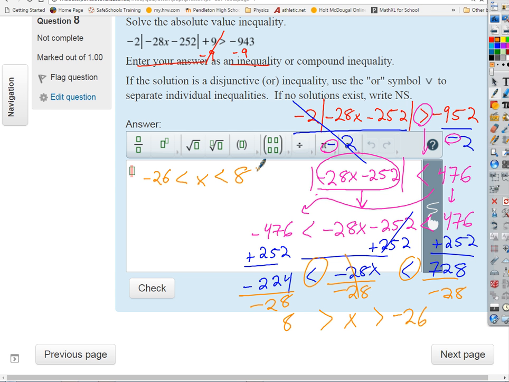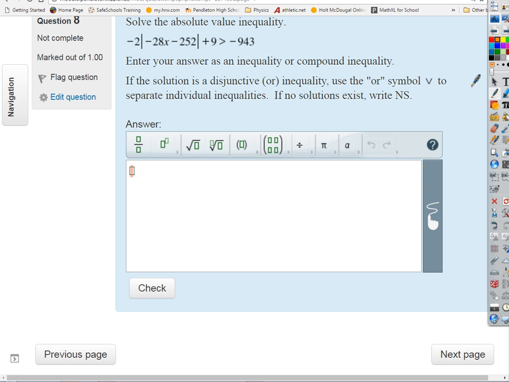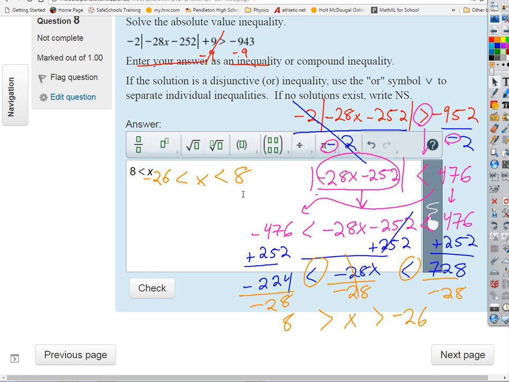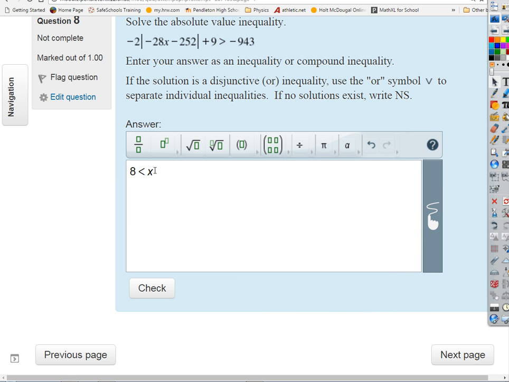So let's put that in. What was that again? I forgot what that was. Less than negative 26, greater than 8. There we go. Okay.